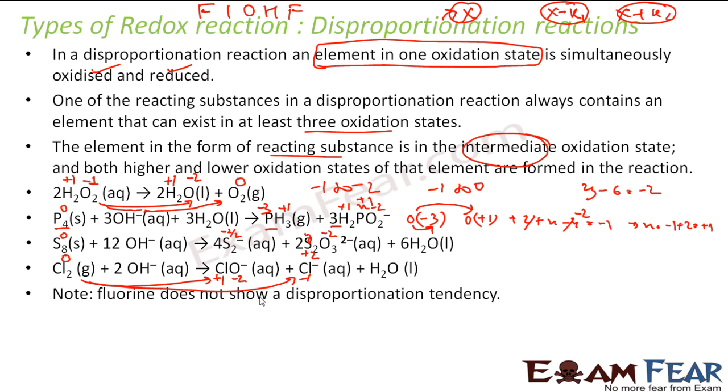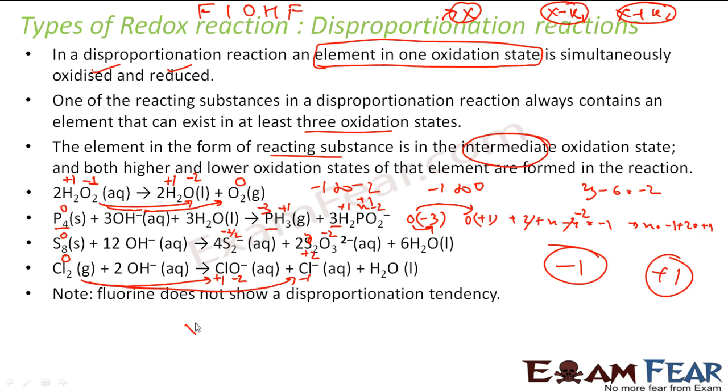And please note, fluorine will not have a tendency to show this disproportionation reaction. Why? Because fluorine has an oxidation state of -1 only, and one rare case we saw +1. It doesn't have 3 oxidation states. So it should have at least 3 oxidation states to show a disproportionation reaction. Fluorine doesn't have, so it won't show disproportionation. Correct? Hope you understand this. So it should have at least 3 oxidation states, and the reacting species should be in the intermediate. If it is in the extreme, it won't be able to either get oxidized or reduced.